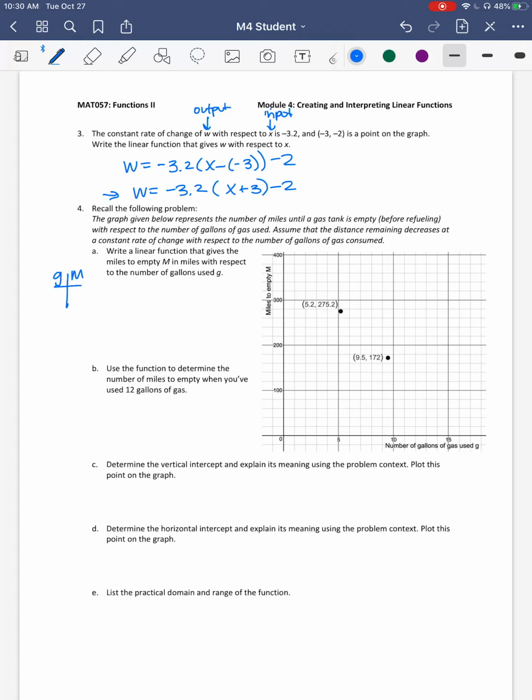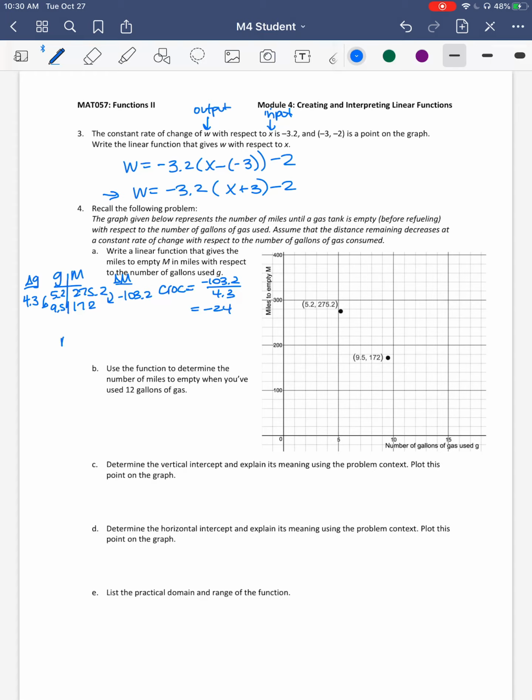So again, I'm going to make my table. So 5.2, 275.2, oh no, 9.5, and 172.2. I'm going to find my change in input, which is going to be 4.3. I'm going to find my change in output, which is going to be -103.2. Assuming I did that right. So then my CROC is going to be the change in m over change in g, so -103.2 over 4.3, and we get -24. The units on that are going to be miles per gallon, by the way.